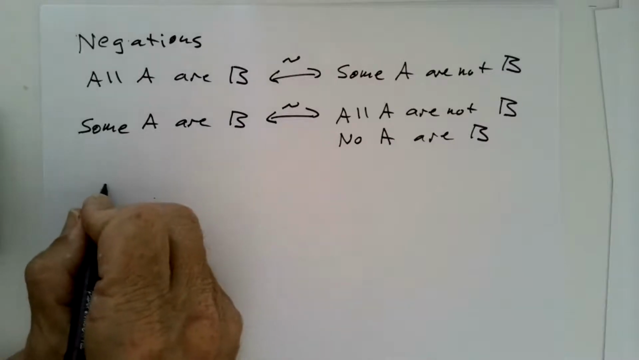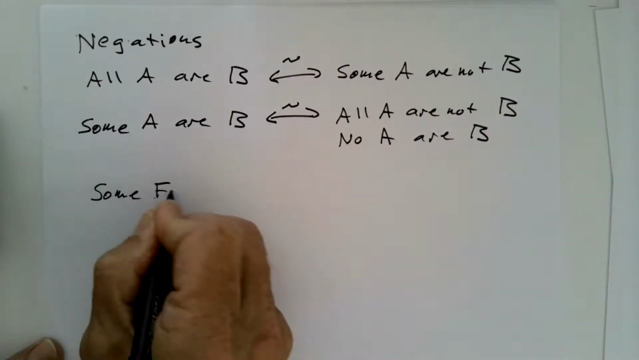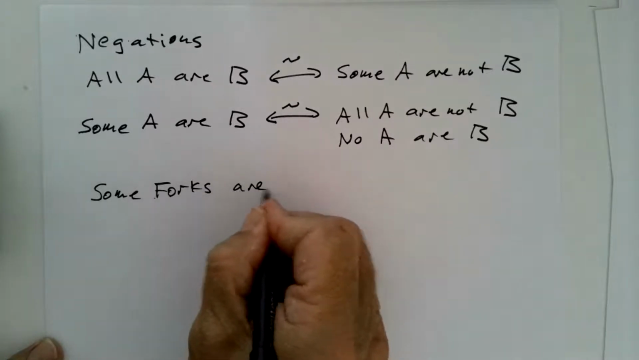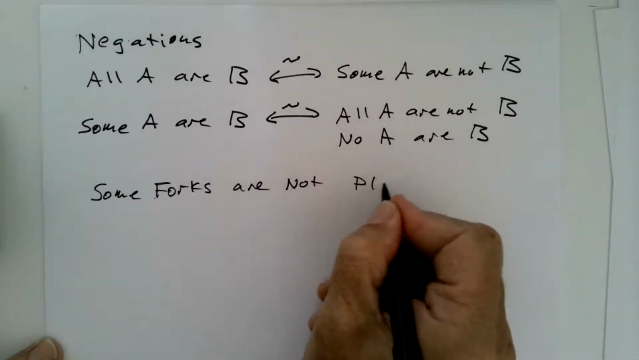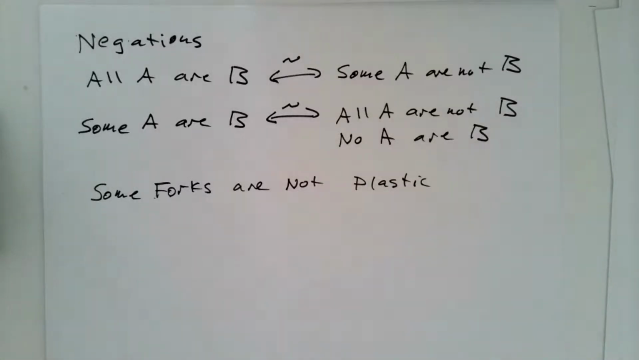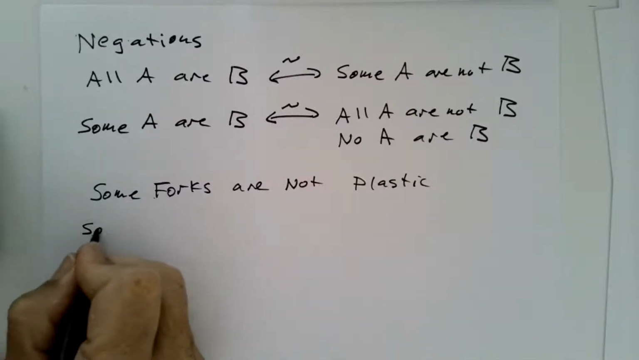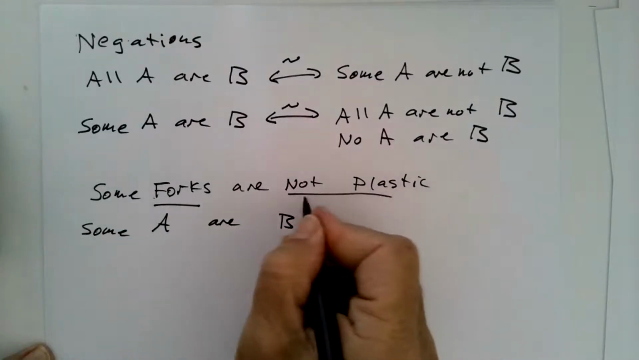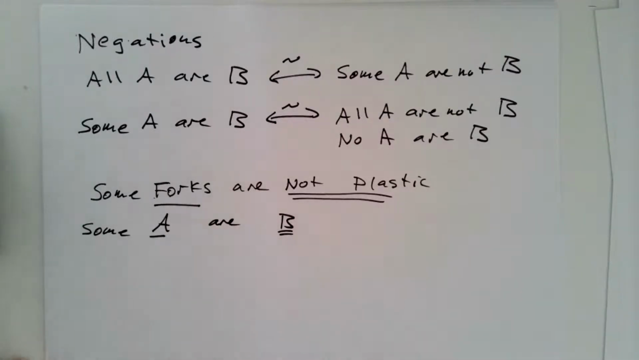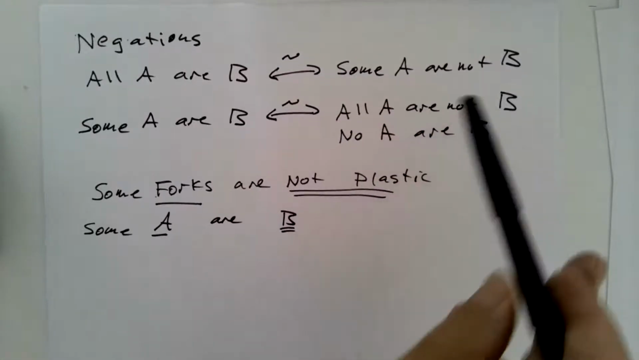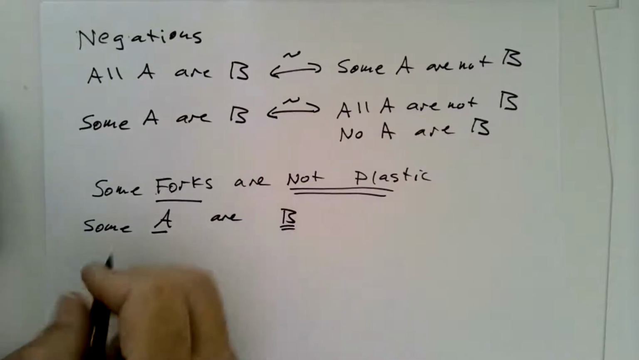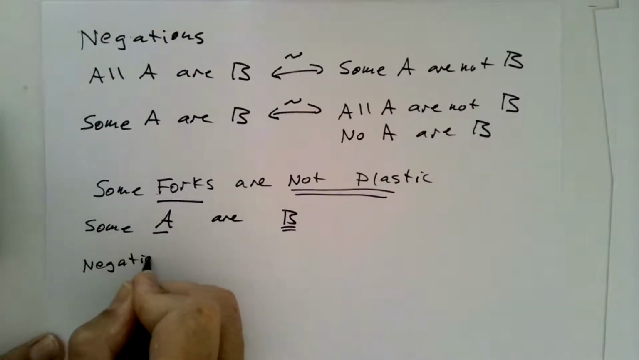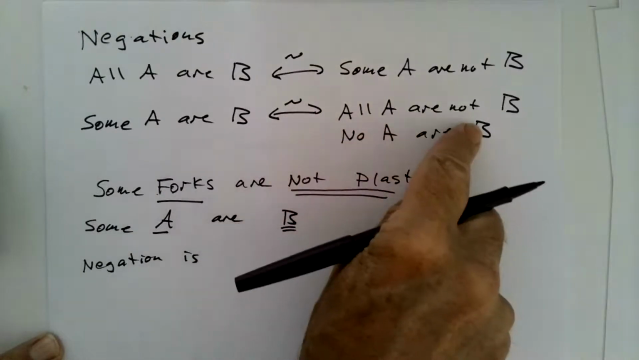What if I say some forks are not plastic? And I want to take the negation. Okay, so what I have is some A are B: some forks are not plastic. How do I negate some A are B? All A are not B. So the negation will be all A are not B.